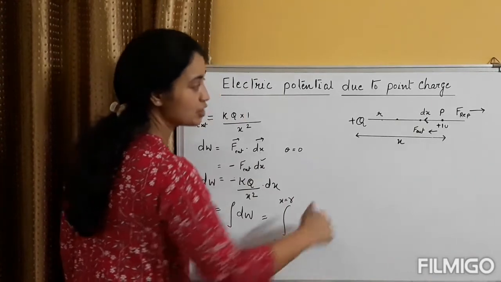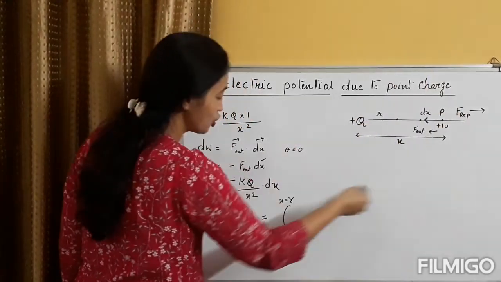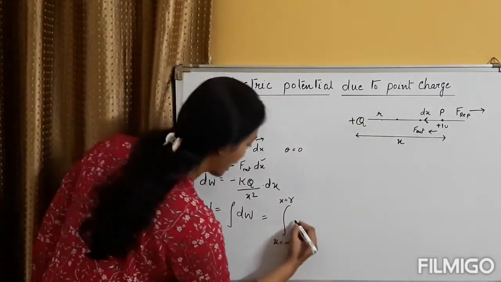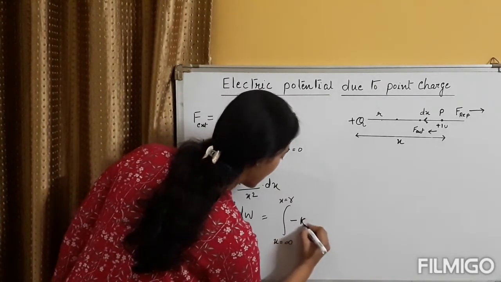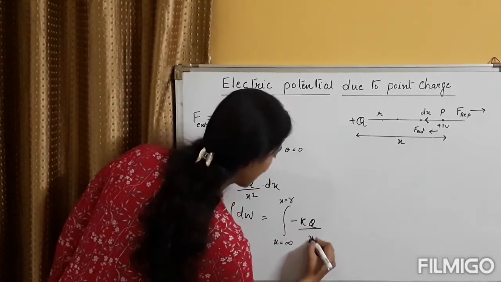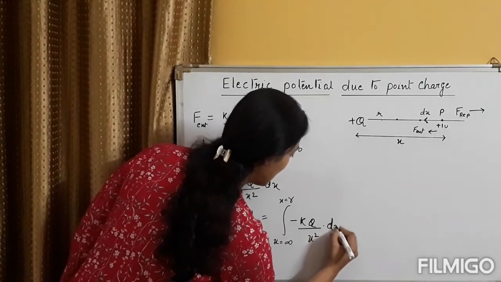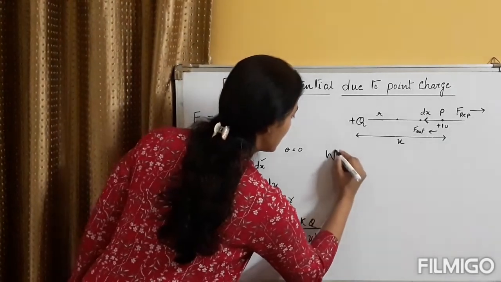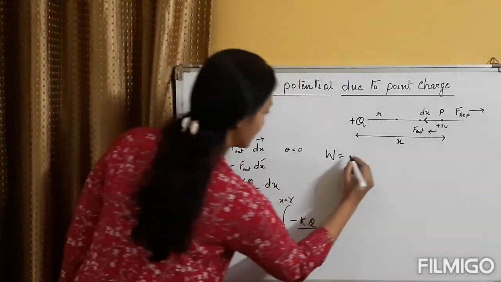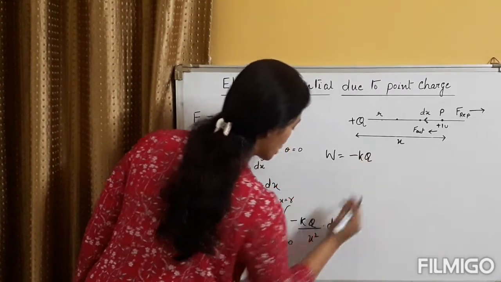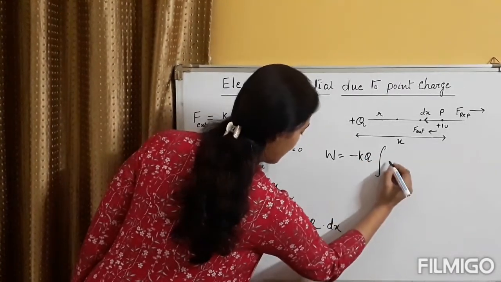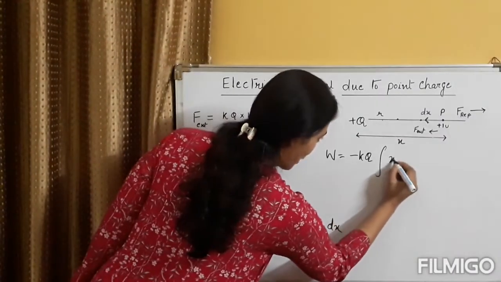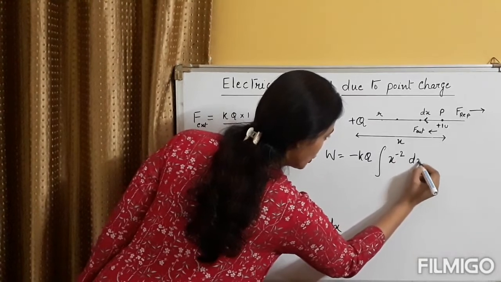The shifting can take place from any point, as far as infinity, to the closest point, say any point somewhere here, R. So the limits are infinity to R. Small work done is minus k q upon x square into dx. This is the expression. Now, further, I know you can manage with this, so doing it quickly, we will take the constants k and q out of the integration, and 1 by x square has to be integrated with respect to dx.